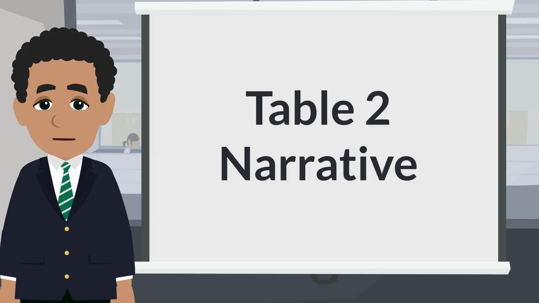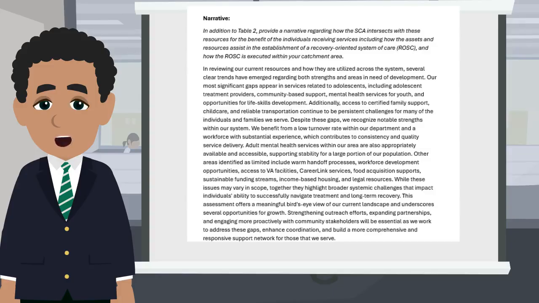In addition to Table 2, you will provide a narrative describing how the SCA interacts with these resources, how these assets support a recovery-oriented system of care, or ROSC, and how ROSC is implemented within your catchment area. After ranking resources, complete a narrative. In Keystone State, a significant gap appears in services related to adolescents, including adolescent treatment providers, community-based support, mental health services for youth, and opportunities for life skills development.